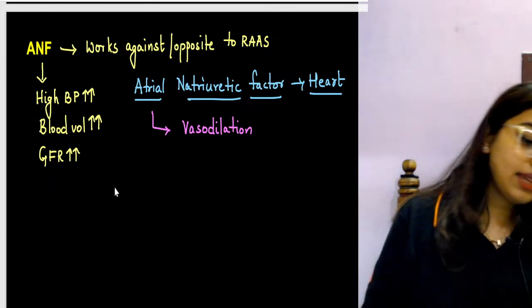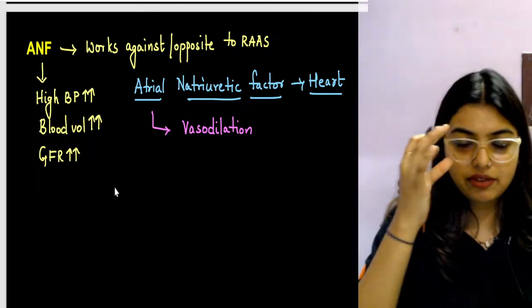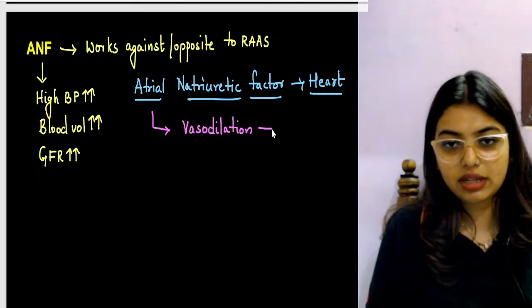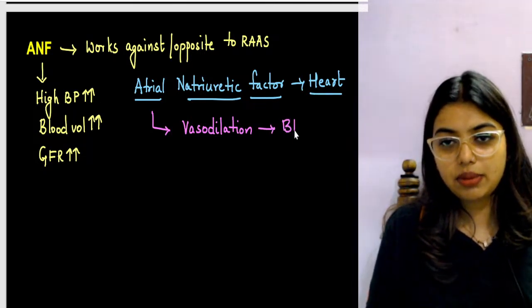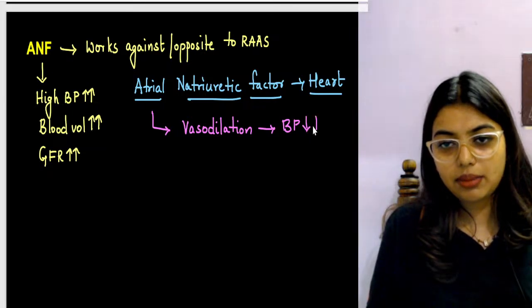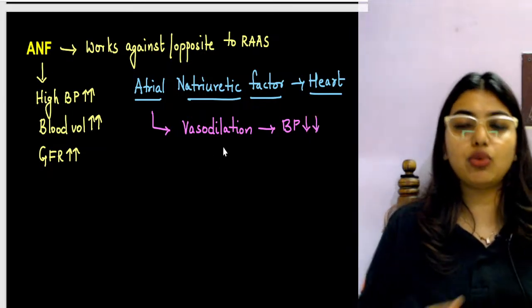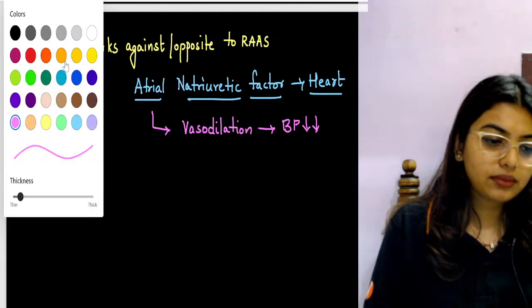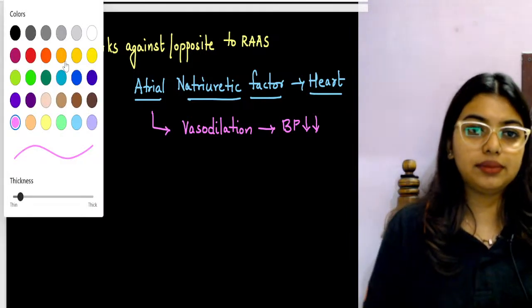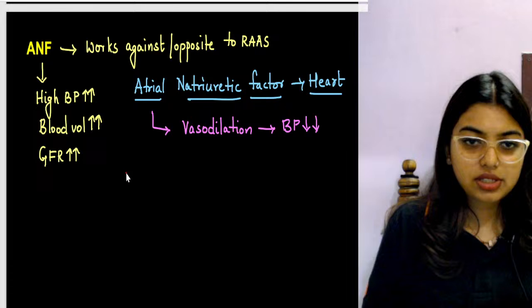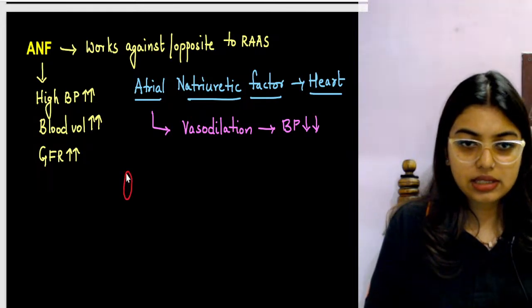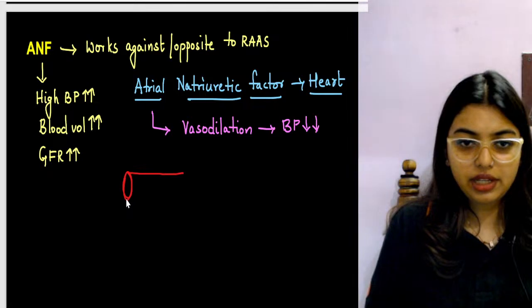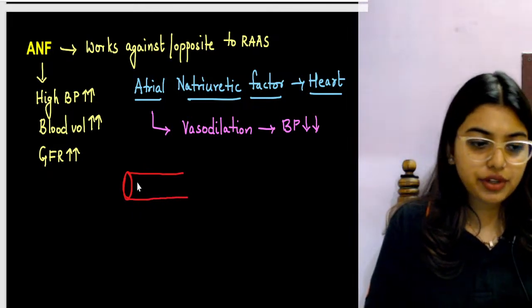So high blood flow in the atria, the ANF will be released, which will do vasodilation. Automatically, when vasodilation is done, your BP will become less, because there is more space for the blood to flow. Now imagine if the blood is flowing at this radius. Don't you think the pressure is going to be normal?